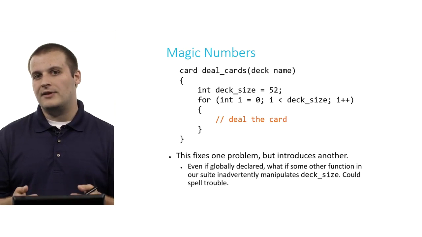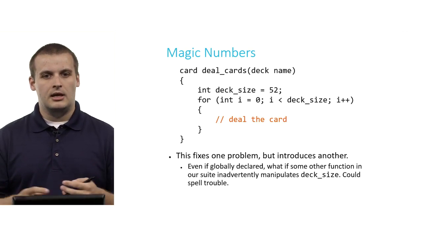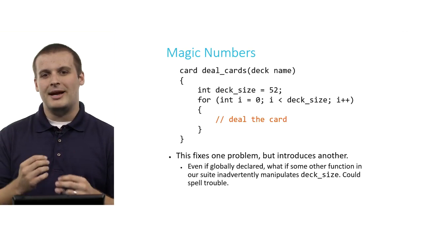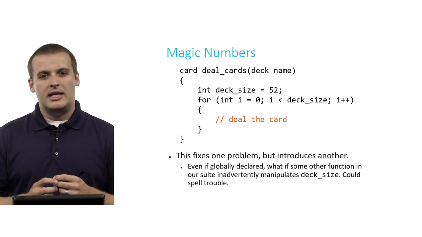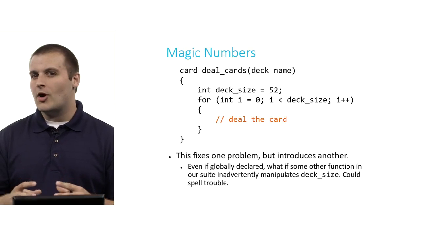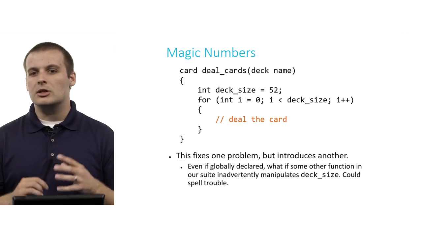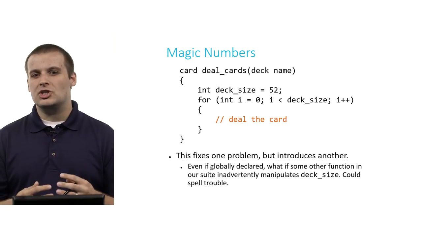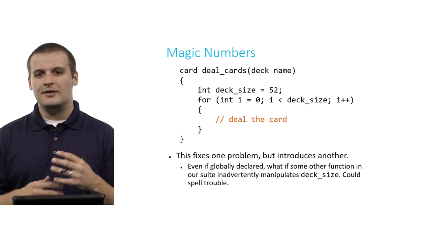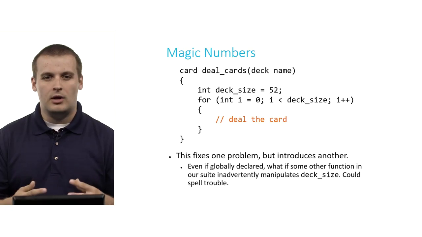Now this does actually fix the problem. It does give some symbolic meaning to the constant. But it does kind of actually introduce another problem that might not be immediately apparent. Even if this variable is declared globally, do you recall what it means when we declare a variable globally versus locally? Even if we declare a variable globally, what if there's another function in our suite of functions that deal with card manipulation that inadvertently changes deck size, or it increases it by 1 or decreases it by 1?